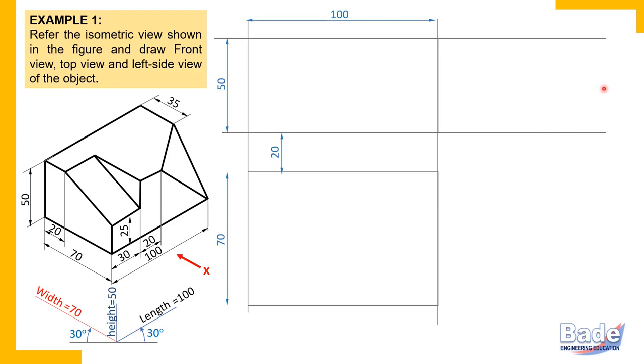But what is very important is how to draw projectors from the top view to the side view. When you draw projectors from the top view to the side view, this width, which is 70 millimeters and is vertical in the top view, appears horizontal in the side view. So how do we transfer or project this width to the side view, so that the width which is vertical in the top view appears horizontal in the side view?